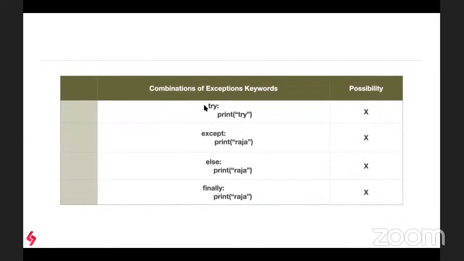Don't ever try to write only a try block, which is an error. This possibility is X, which means not possible. Only except is not possible. Only else is not possible. Only finally is not possible. When you are writing the try, except, else, finally blocks, you should not write only these keywords alone in your code. It will throw an error. These are the set of rules we have to follow when writing exceptions.